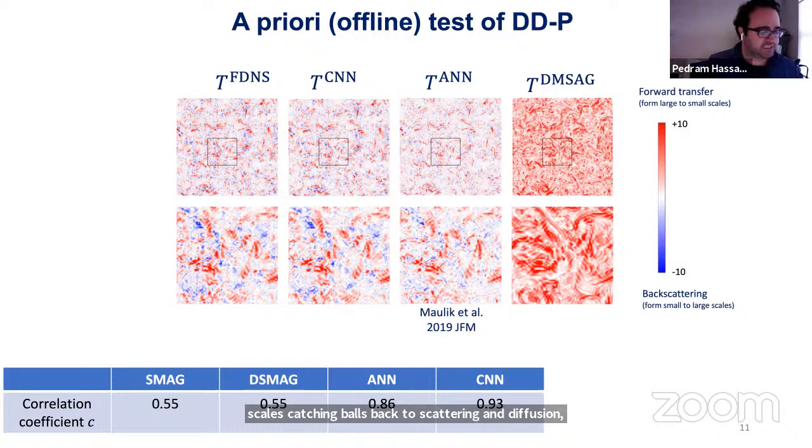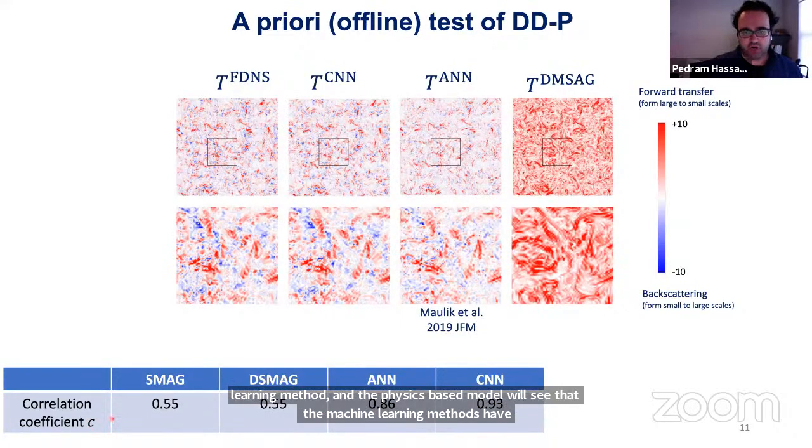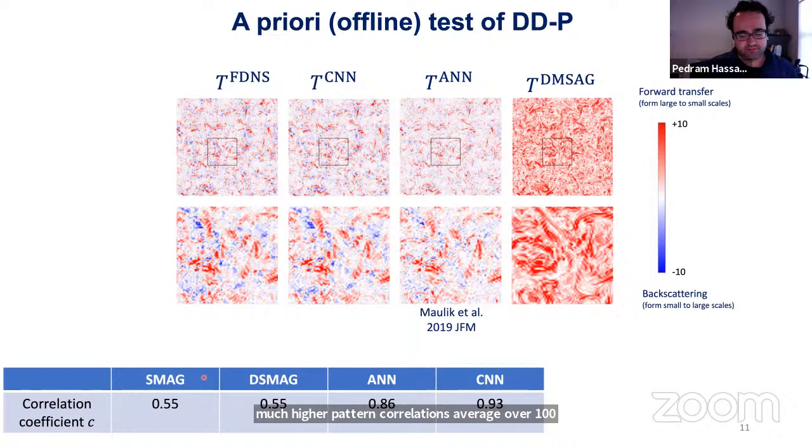And then these are just for specific samples. We can look at the average pattern correlation between the true Pi terms and the predictions from the machine learning method. And the physics-based model, we'll see that the machine learning methods have much higher pattern correlations, averaged over hundreds of samples, compared to these physics-based ones. But we know that this is not the whole story.